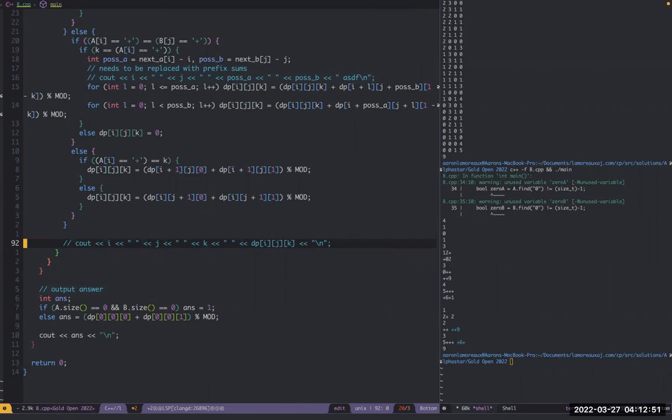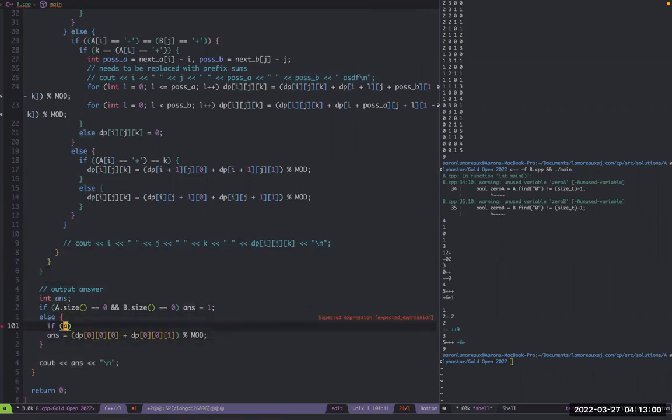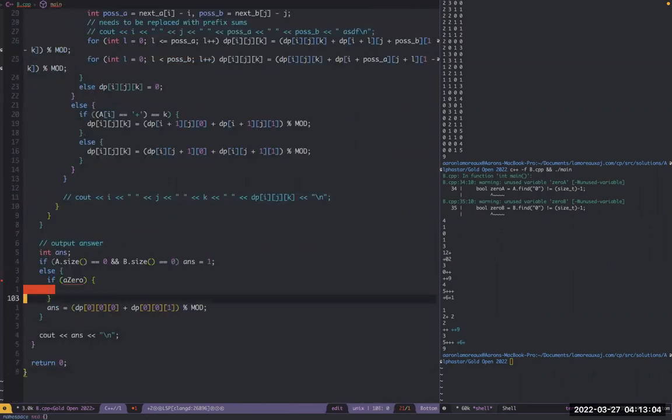I think in order to deal with zeros, we want to loop over all possible positions for E, all the way up to, we'll do nth equals nth plus dp 0 I 0 plus dp 0, now overflows.